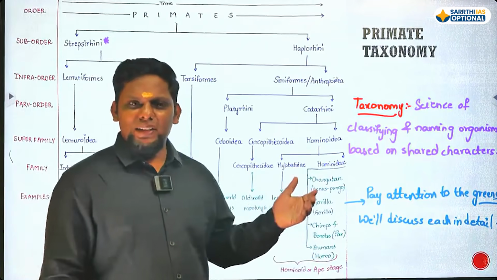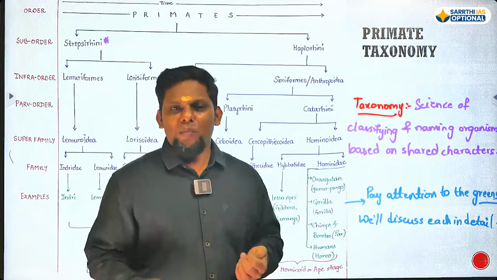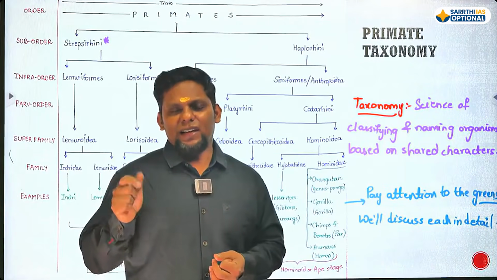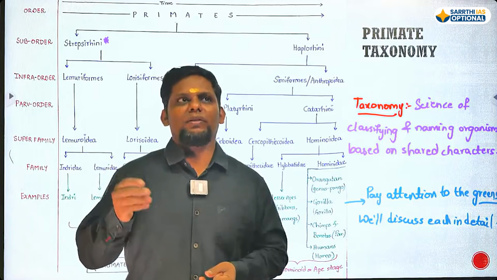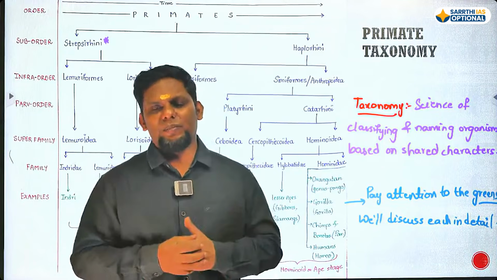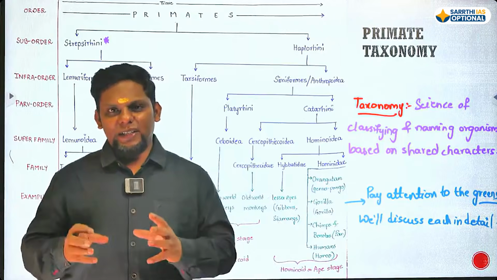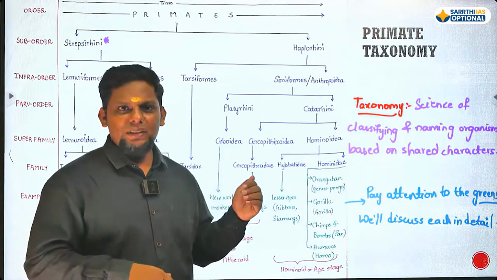Then Hylobatidae, then you have Hominidae. Hominidae essentially means your great apes. Okay? Great apes. Can you tell me what are the four different types of great apes, or four to five different types? Okay, inside your Hominidae, you're going to have your orangutan.